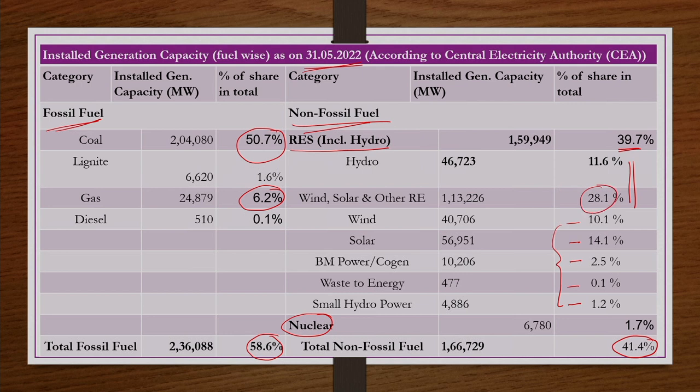So this 28.1% and this 11.6% add together to make 39.7%, and then nuclear installed generation capacity is 1.7%. When we add these two, it is 41.4%. So total fossil fuel contribution is 58.6%, and total non-fossil fuel contribution is 41.4% of the total installed generation capacity. That indicates that not only fossil fuels, non-fossil fuels' contribution is also increasing drastically, because these are the recent numbers as of 31/5/2022.